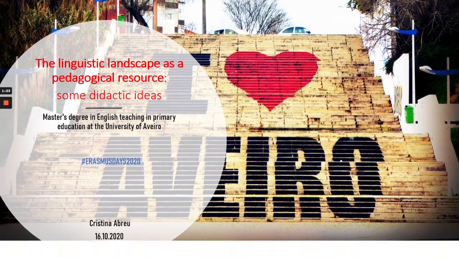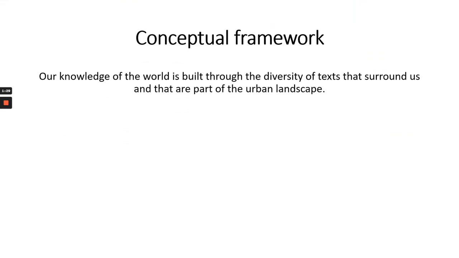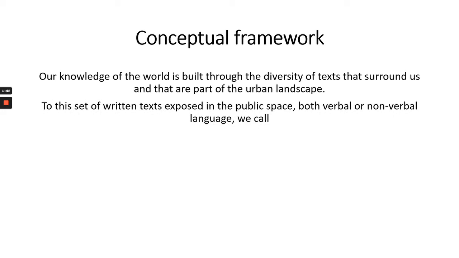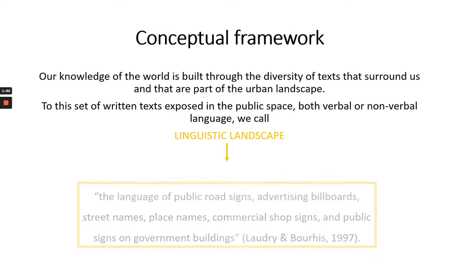So, to begin, I think it's important to make a brief theoretical framework of the concept of linguistic landscape. As we all know, our knowledge of the world is built through the diversity of texts that surround us and that are part of the urban landscape. So this set of written texts exposed in a public space, both verbal or non-verbal language, we call linguistic landscape.